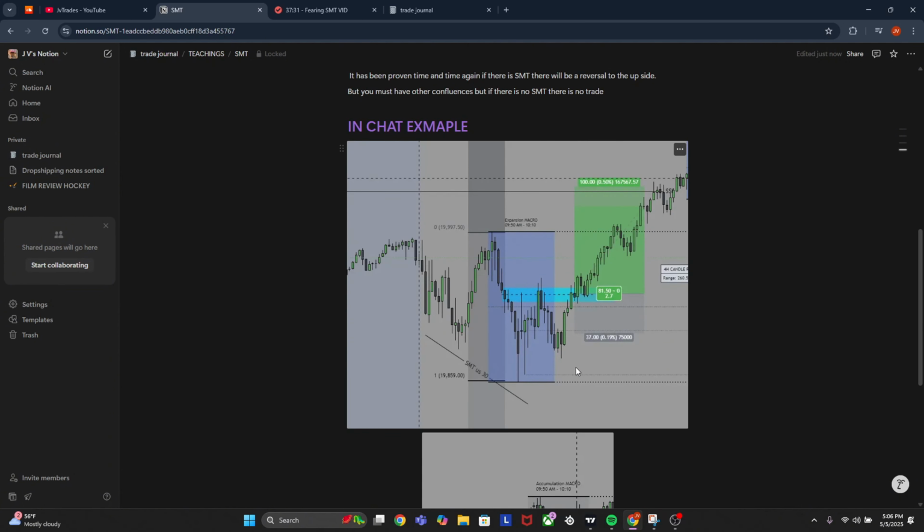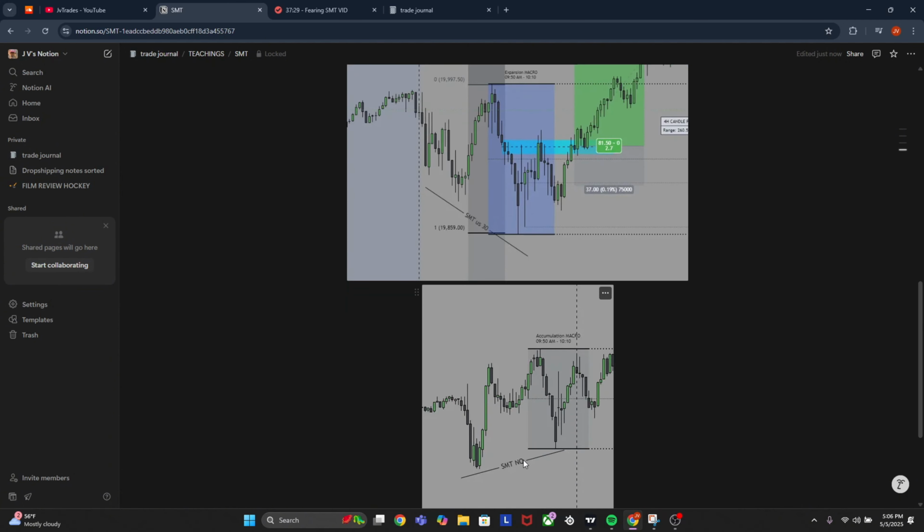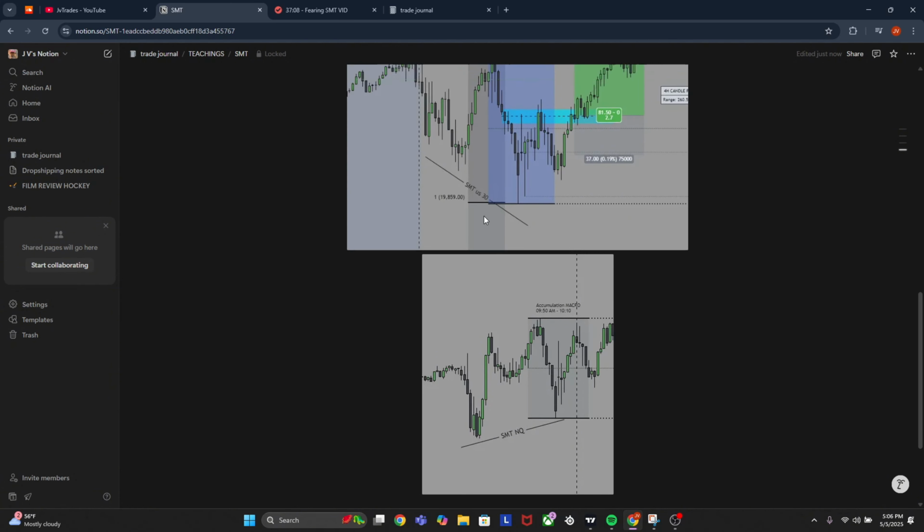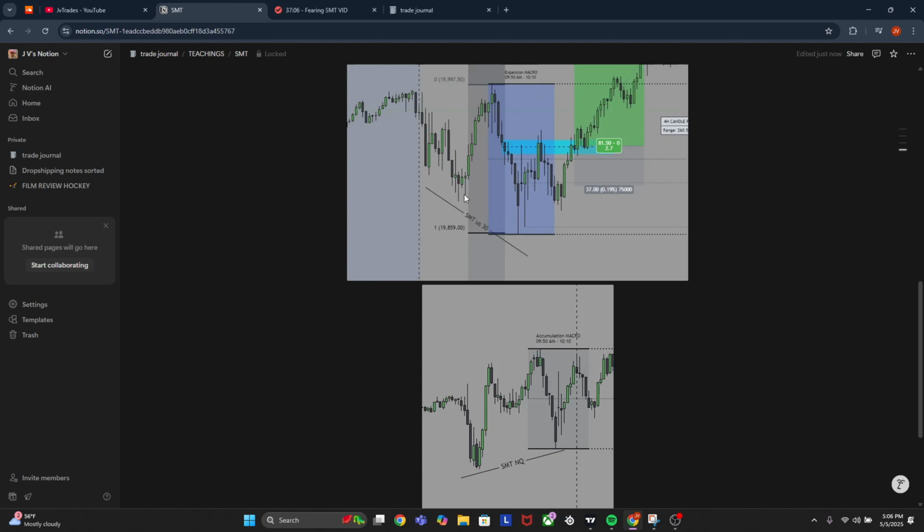Here's an in-chart example. So you see that SMT, this is US 30, and then this is NASDAQ. A little bit rough SMT here, but this is the same time frame, 950 macro, 950 macro. So as you can see, price goes below this low right here, and not this low on the US 30. So with that, we just say, okay, this is SMT, and then we wait for a PD array.